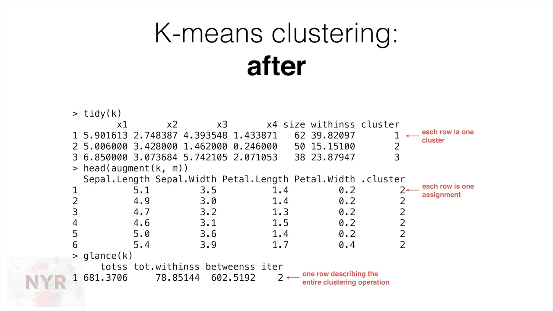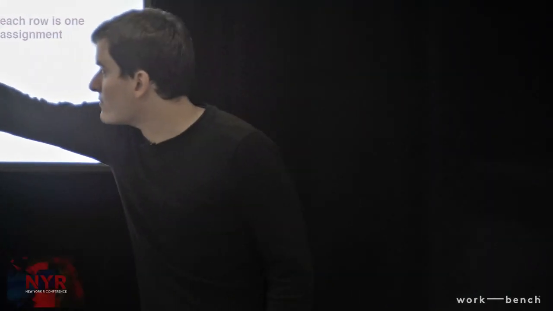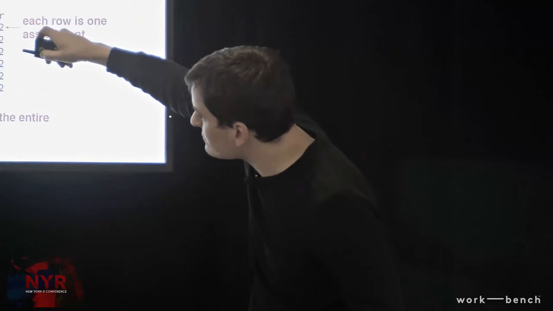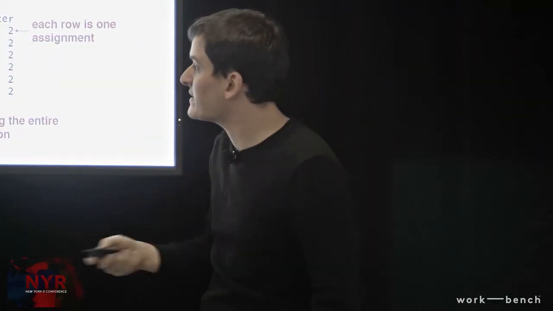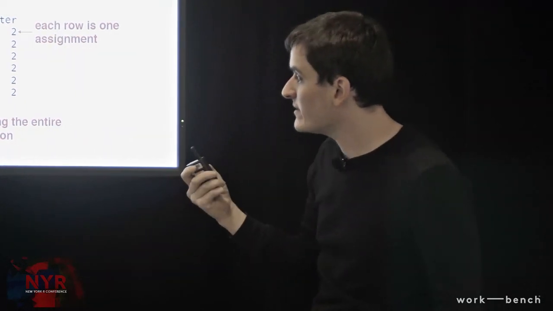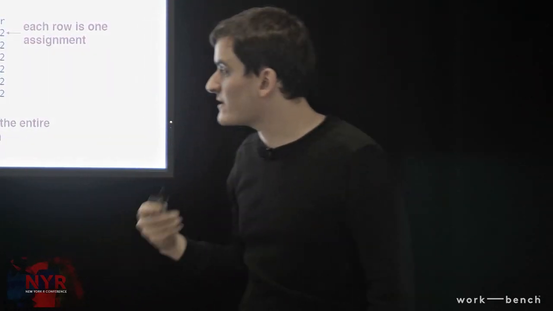Tidy would be one row for every cluster in the original data. Augment is going to be one row for every one of the original observations in our iris data set, with which cluster it is attached to. You can imagine now we can take our original data and start making plots with our cluster added as a column. And glance is an entire row describing the clustering operation, including total sum of squares, total within sum of squares, and between sum of squares. So you pull it out in those three methods.